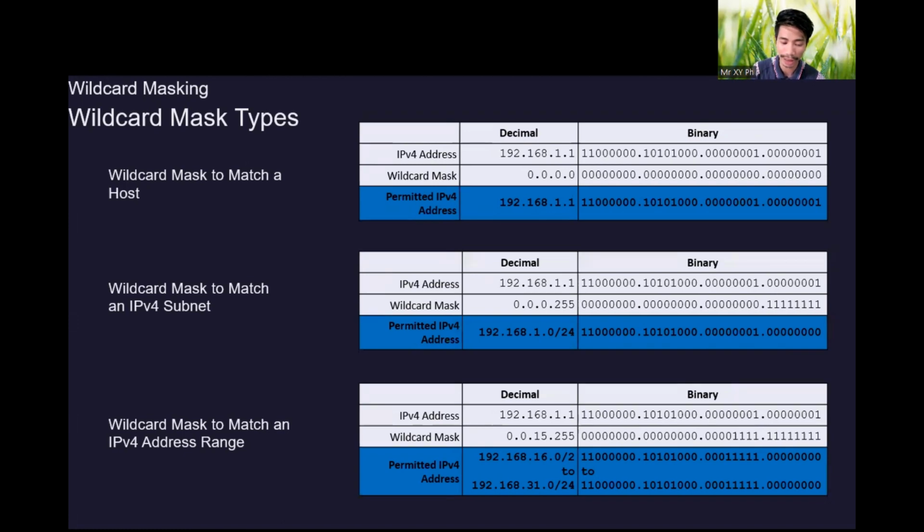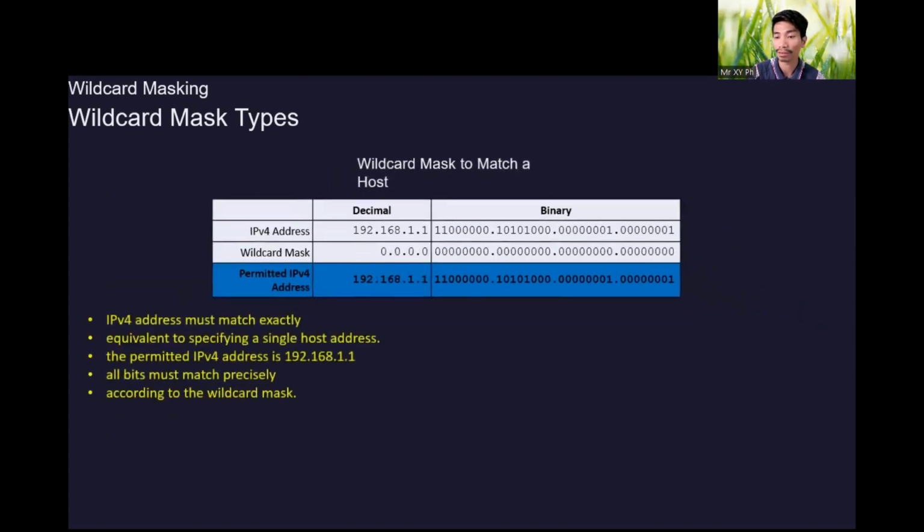So let's break down the examples that we are provided. In the next slide, we are showing the wildcard mask to match the host. So now we have the IPv4 address 192.168.1.1, and we are converting it into binary form. And we have the wildcard mask 0.0.0.0. So based on the wildcard mask overview, we know that the permitted IPv4 address is matched to the IPv4 address.